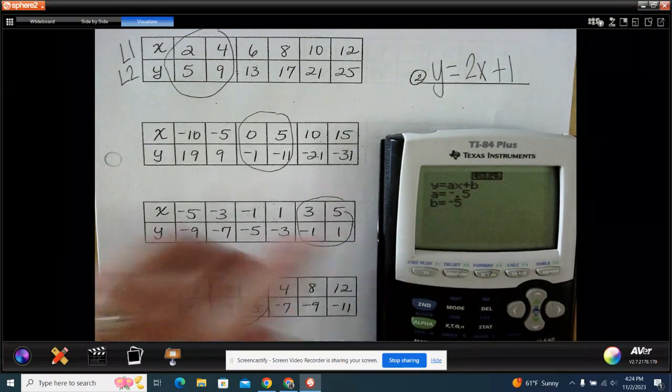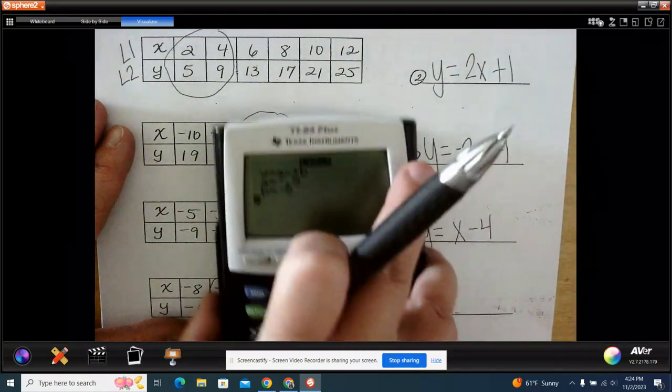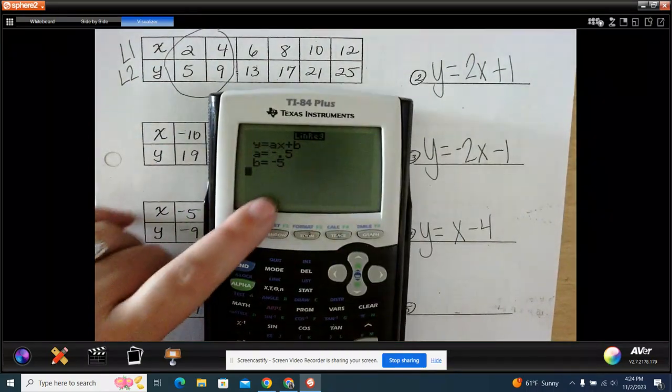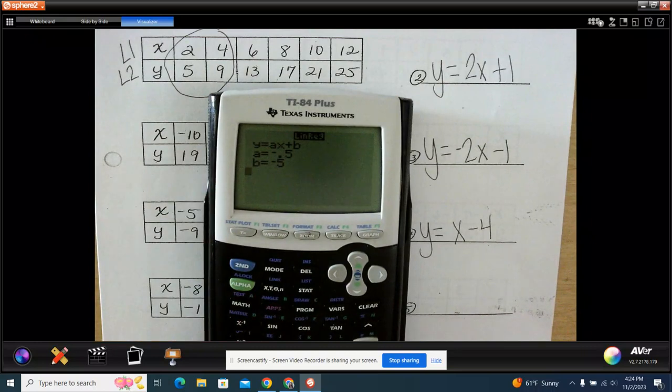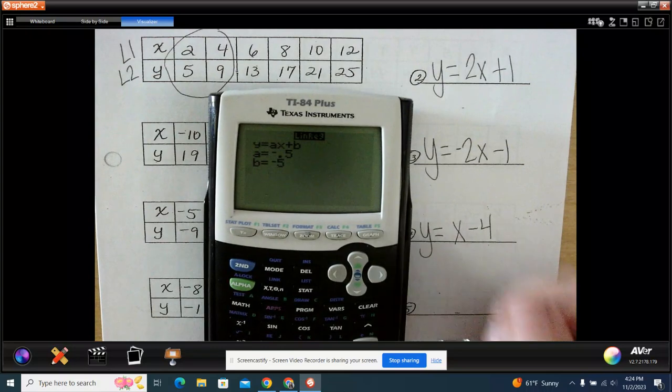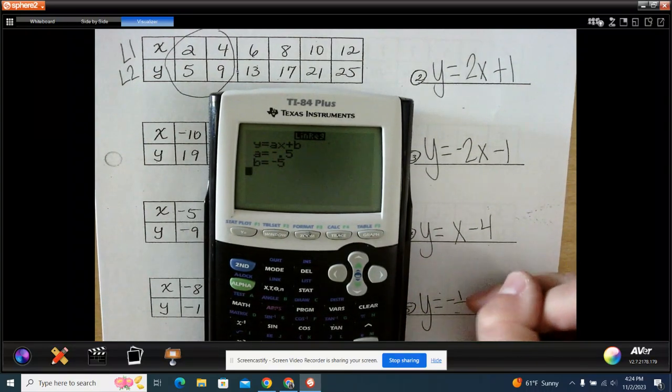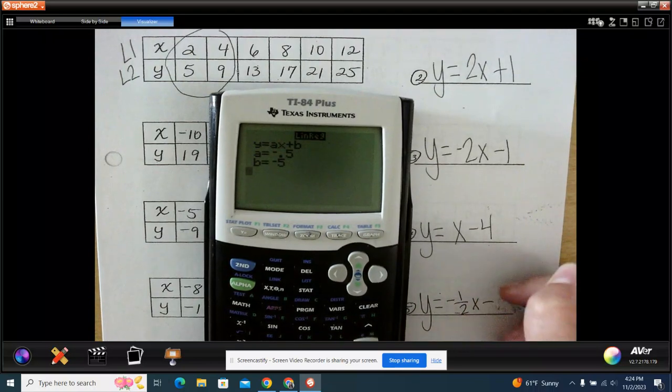This one ends up giving me a decimal. All the decimals that you'll see in your tables, you're going to have to change into a fraction. With our linear function, our slope has to be in fraction form, not a decimal, because it helps us to graph it when we have to graph the equation. So that -0.5 is going to turn into -1/2 x, and then we have -5.